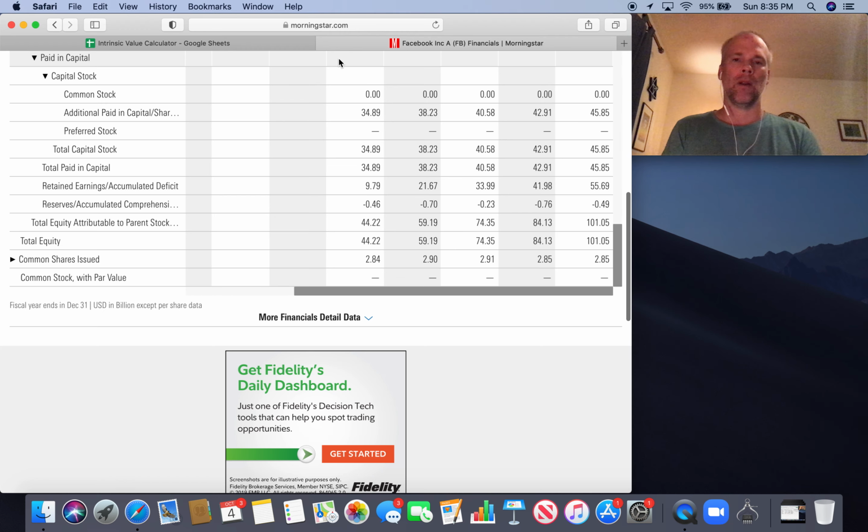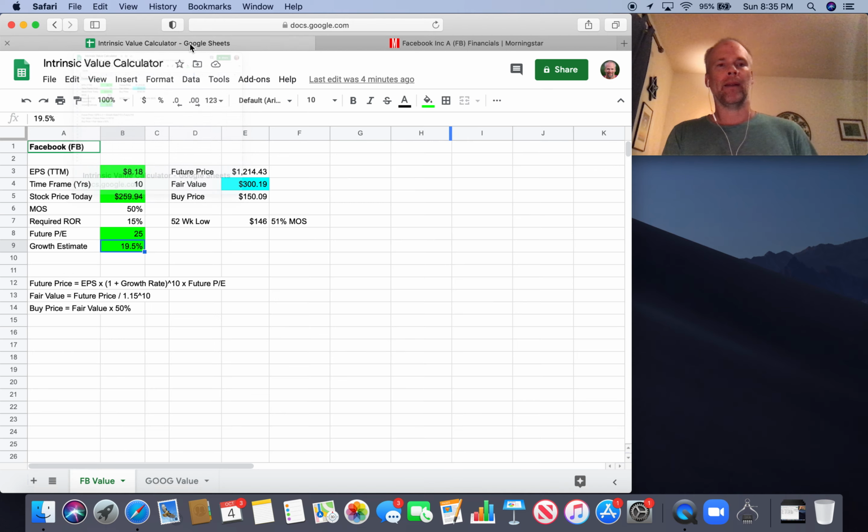19.5%. So I'm much more comfortable with that. 32.5% is early stage growth. That is high growth. Facebook isn't there right now. They're not at a 32% growth rate. So we're going to use this 19.5% that I calculated over the last 3 years of equity growth.